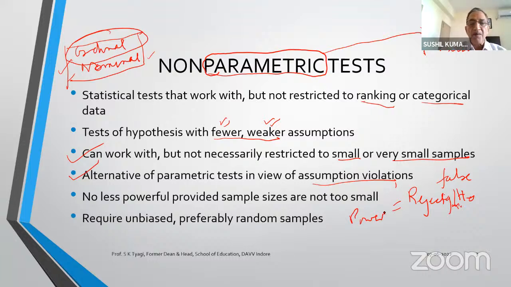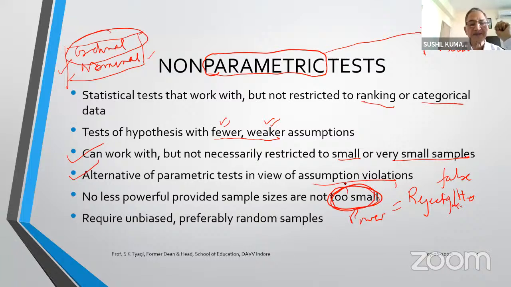The power of non-parametric tests is almost comparable with parametric tests, provided the samples are not too small. If samples are very small, then probably non-parametric tests are less powerful than their parametric counterparts. So if your sample size is not very small, suppose the sample size is 20 or 30, then the power is comparable.